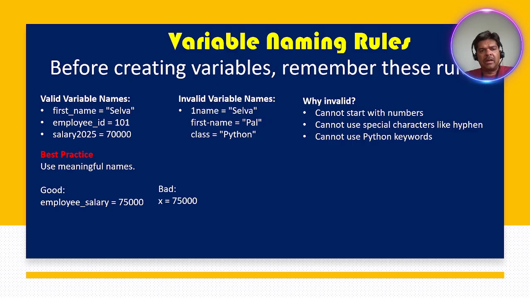For example, I am using x is equal to 75,000. What is this x? What is the purpose of this x? X is also a variable, but why? It's a generic name, just a single character. Why are you going to use this one, or where are you going to use this one? Is there any meaning in that name? No. So the best practice is you have to give meaningful names.